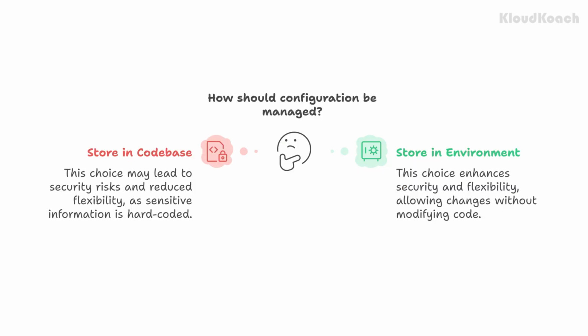Configuration? Store it in the environment. Hard-coding sensitive details like API keys in your app? That's risky business. Instead, environment variables let you adjust configurations without altering the code, keeping everything secure and adaptable.